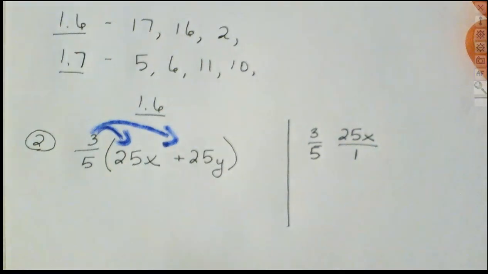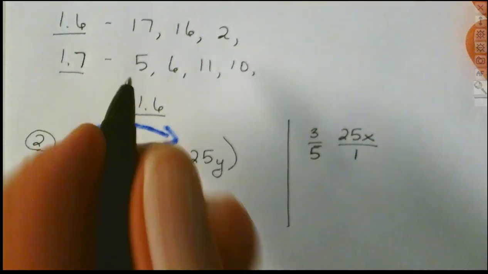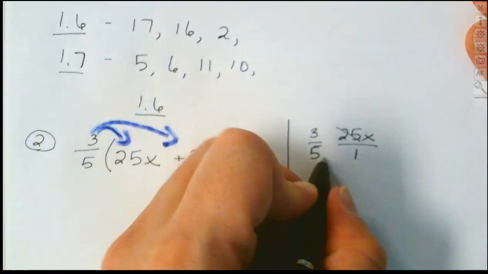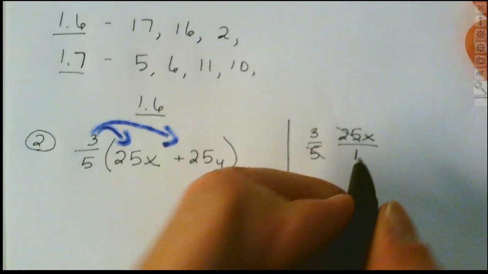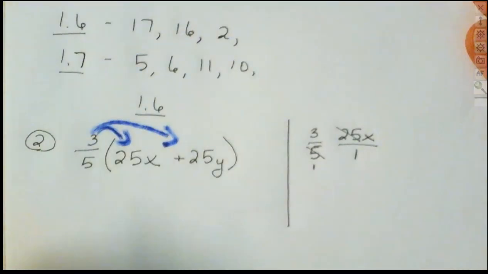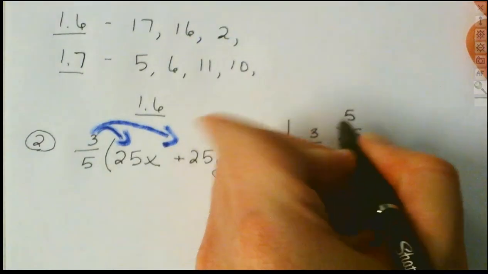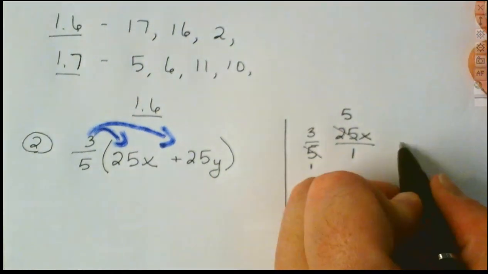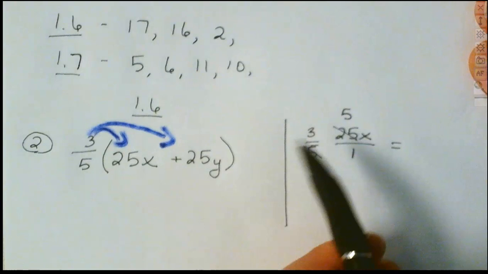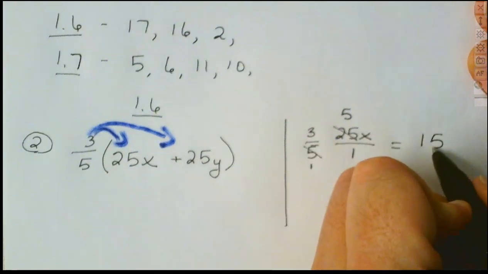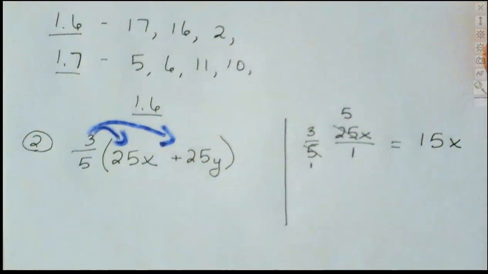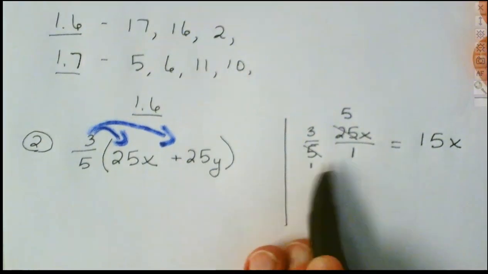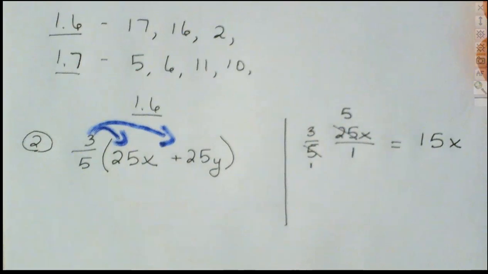And what are we going to do? Well, we're multiplying. So when you multiply, we can cross cancel. So that 25 and that 5, they both have a 5 in common. So that's going to leave a 1 below and a 5 on the top. And now we can just multiply across. So 3 times 5 makes it 15, and the x just comes along for the ride. Now down below, we don't need to write the 1 because all we've got is 1, and 15 over 1 is just 15.